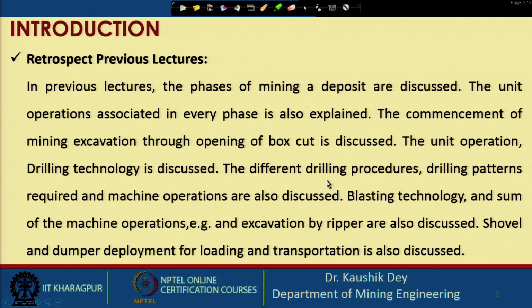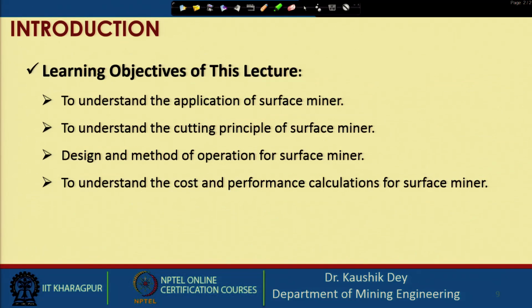In this lecture we will start another technology after the ripper, the second technology in which we can go for a blast-free mining system. That is the excavation of rock material or in situ rock mass using a surface miner. Often it is referred to as the continuous surface miner also.